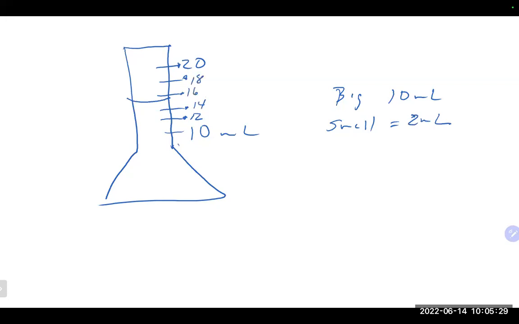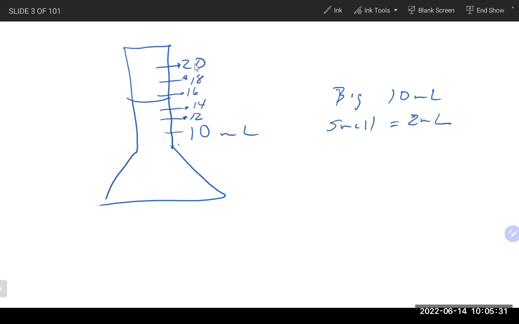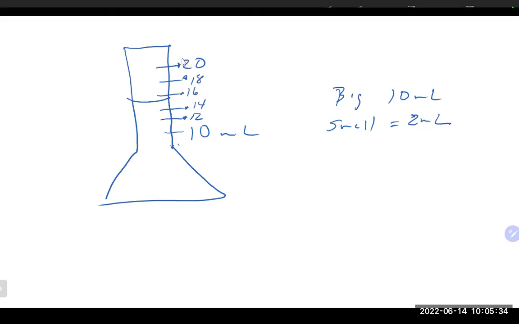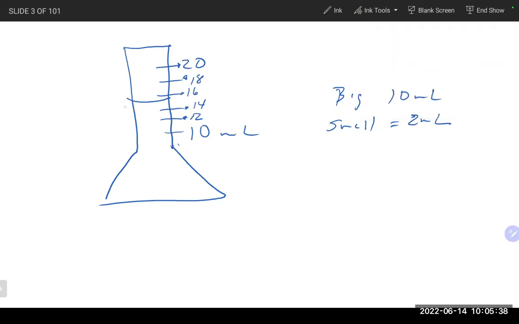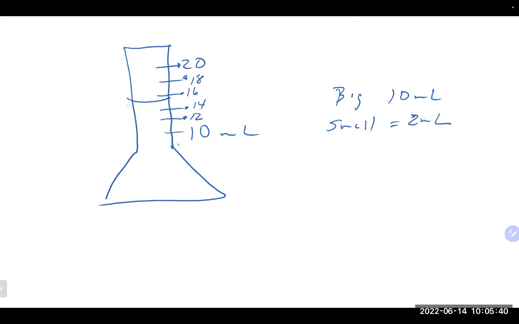Now, when we go to take a reading of something like this, again we read from the bottom of the meniscus, which would be here-ish, maybe. There we go. We are now between 14 and 16. Between 14 and 16 comes what number? 15 milliliters, right?